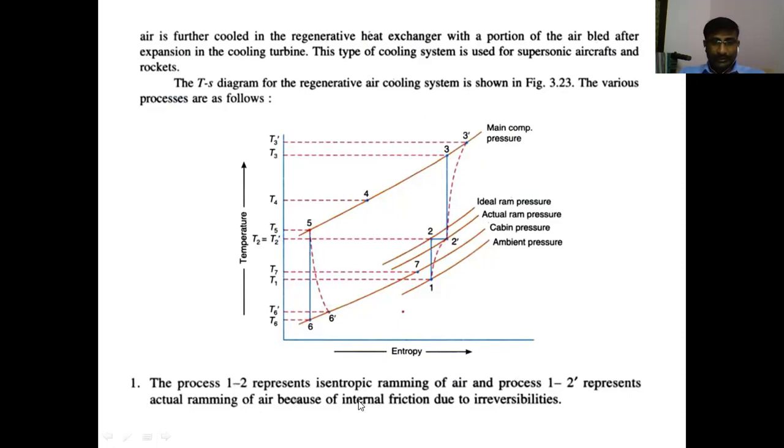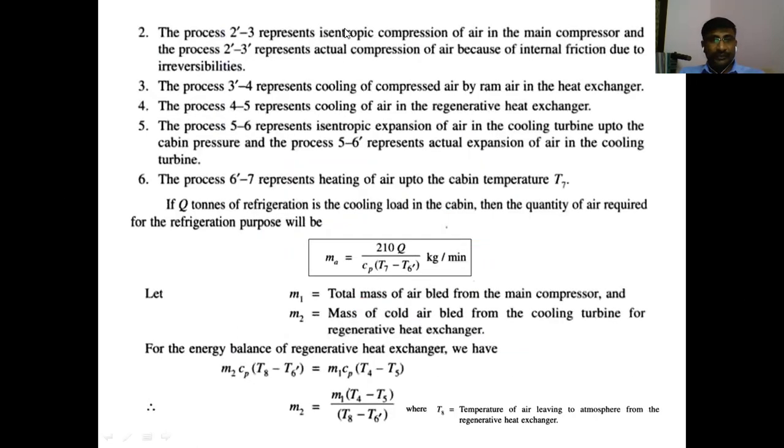1 to 2 is the isentropic ramming. 1 to 2 dash represents the actual ramming action because of irreversibility. 2 dash to 3 is isentropic compression in the main compressor, and 2 dash to 3 dash represents the actual compression of the air because of internal friction due to irreversibilities in the compressor. 3 dash to 4 represents cooling of compressed air by ram air in heat exchanger 1. The process 4 to 5 represents the cooling of air in the regenerative heat exchanger.